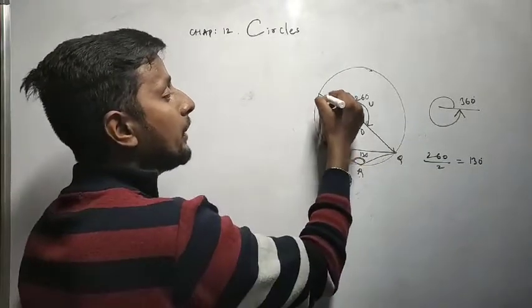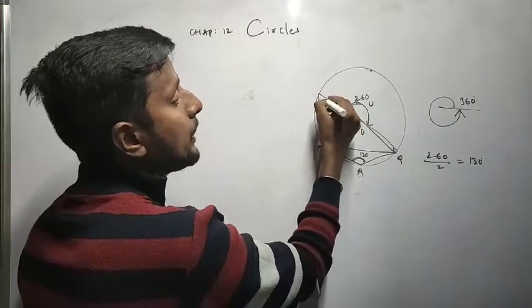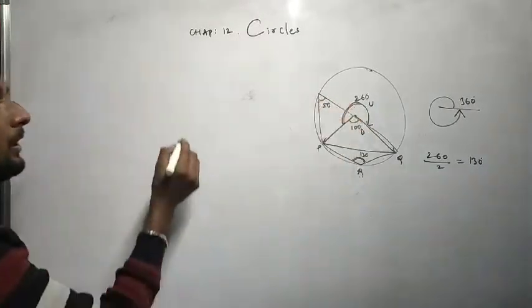But if you take a point somewhere where the angle opens downwards, the downward angle at the center is 100, so it will be half of that angle.